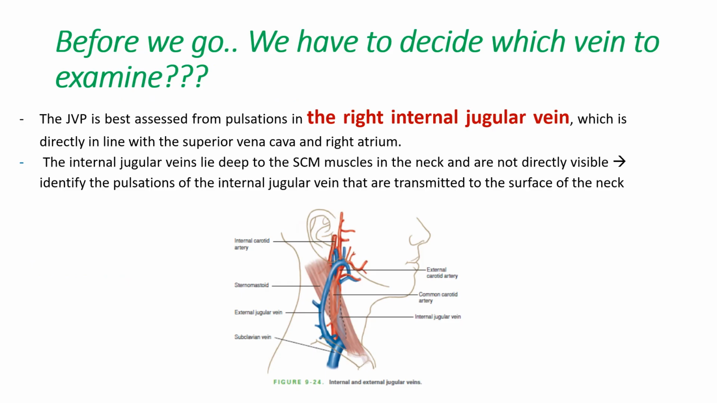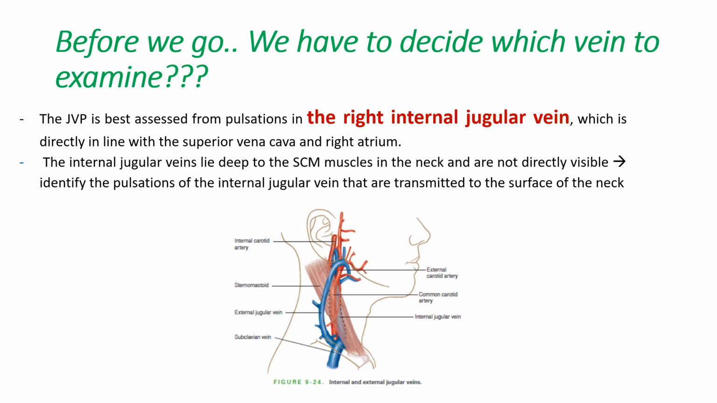Before we go on, from the definition you may notice that we said it is in the internal jugular vein, not the external jugular. Most of the authors, or most of the books, accept the idea that it should be assessed in the right internal jugular vein. Why? Because this vein is directly in line with the superior vena cava and then the right atrium. So it is nearly one vertical line.